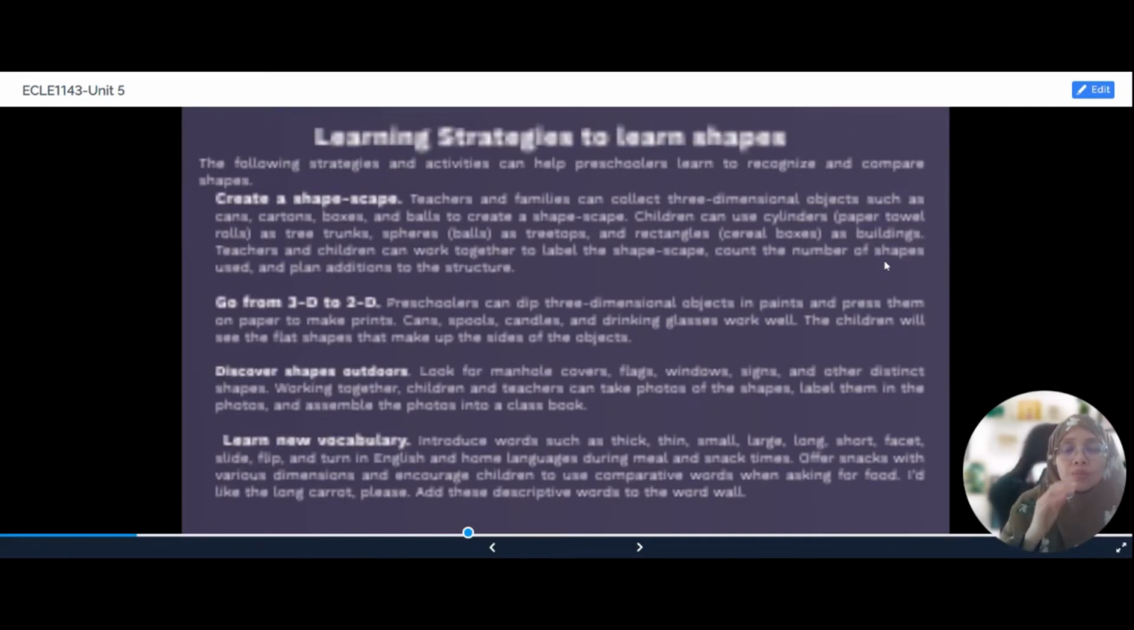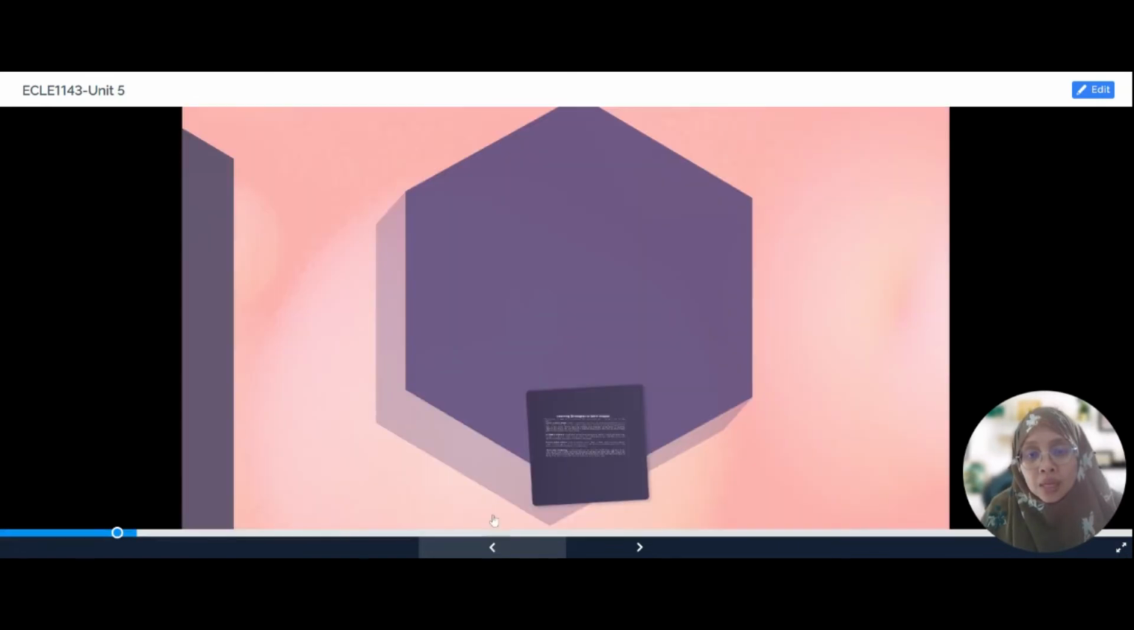Okay, so overall, these are the learning strategies for us to teach them shapes. First, we need to, okay, let me start from here.